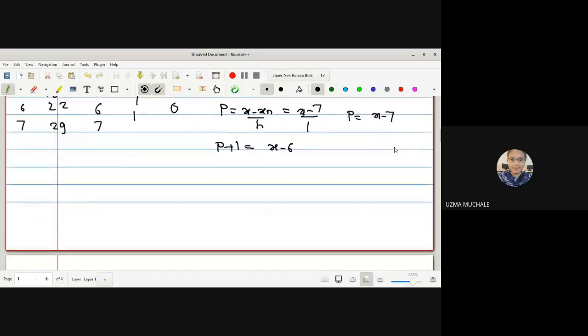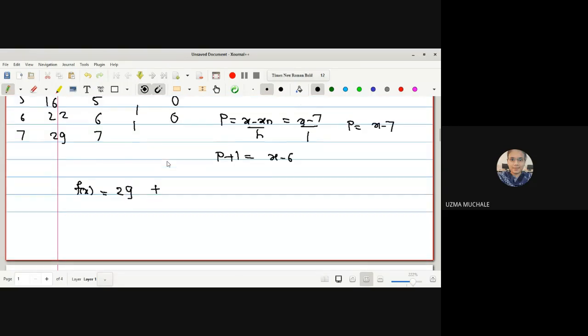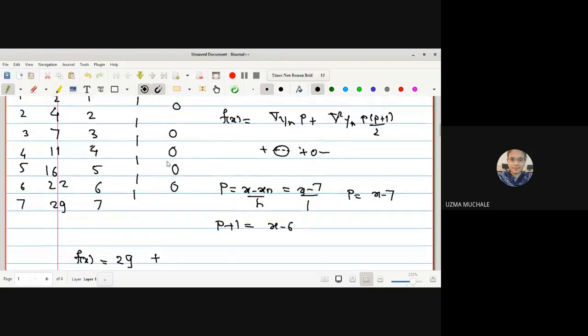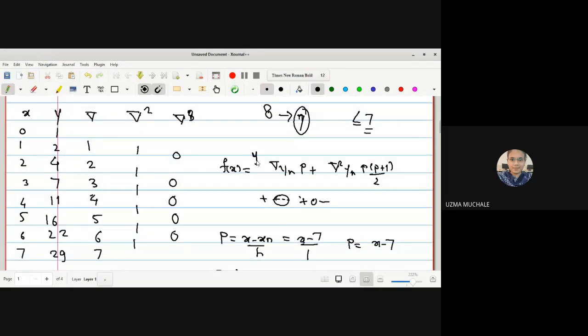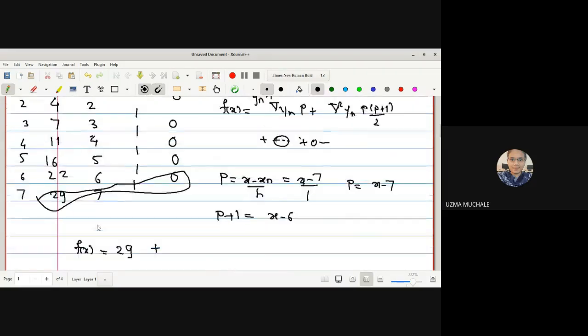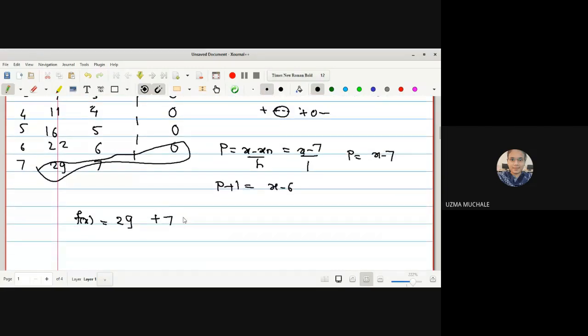Now let us put all these values in our formula. f of x is equal to yn, which is the corresponding value for x equal to 7, that is 29, plus the next term, del yn into p. For the backward difference, we consider the end values from the table. So this del yn is 7, into p, and p is nothing but x minus 7, which we evaluated from this.